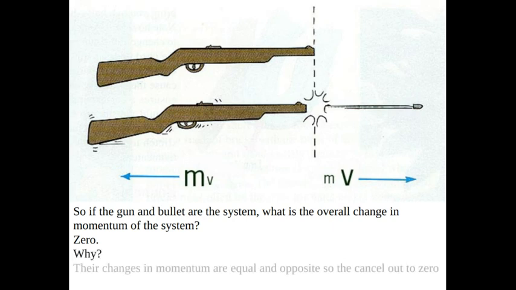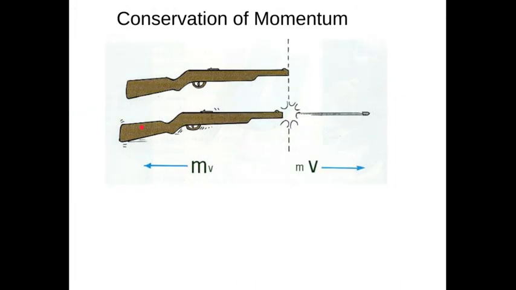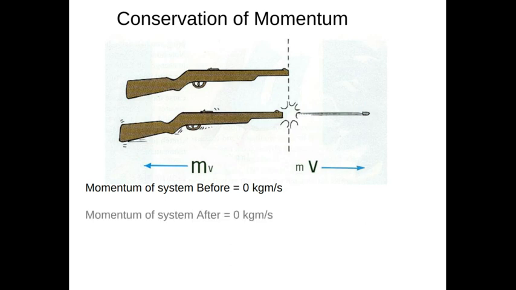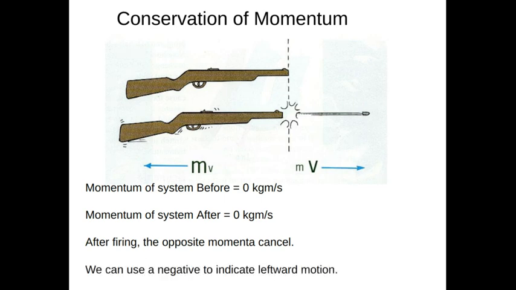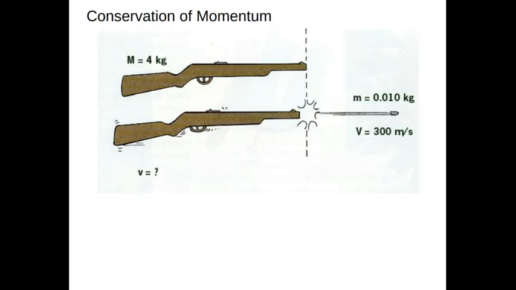Why? Well, whatever the change in momentum of the bullet was, we just said the gun has an equal but opposite change in momentum. So those two things cancel each other out. If the momentum of the system before was zero, that means the momentum of the system afterwards has to be zero. And if the gun and the bullet had 10 units of momentum before, they'd have to have 10 units of momentum afterwards, because the momenta cancel. Remember that left indicates negative, and that's normally how we're going to make it work out here.